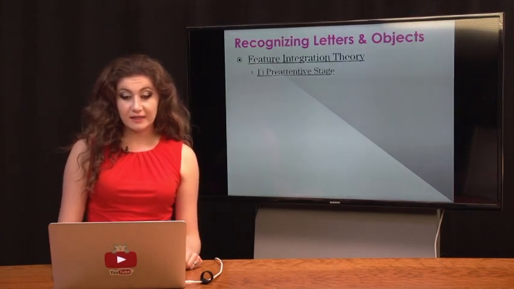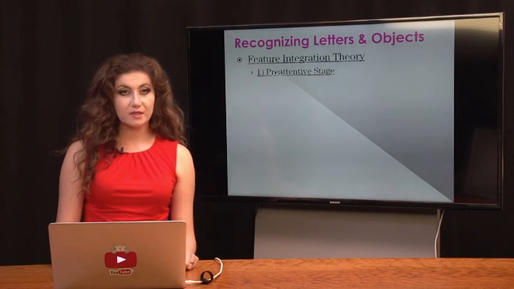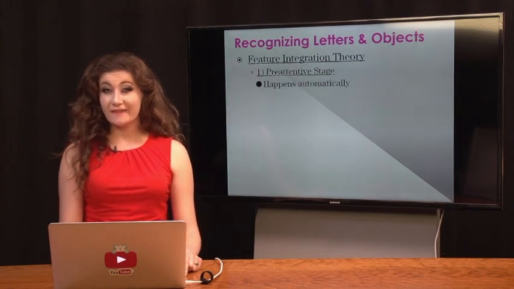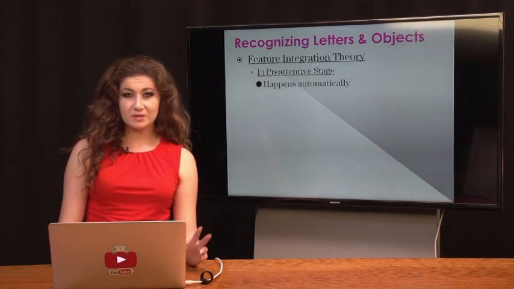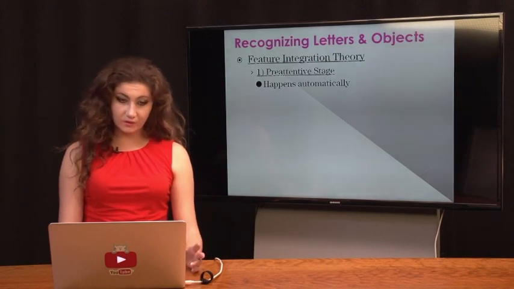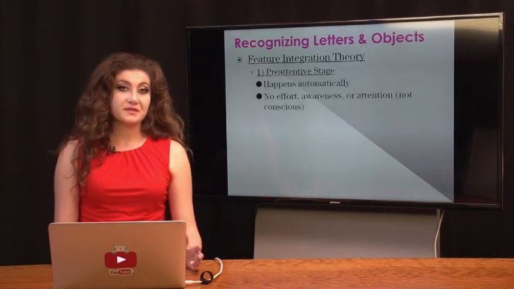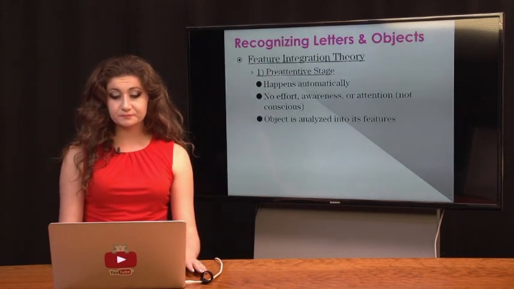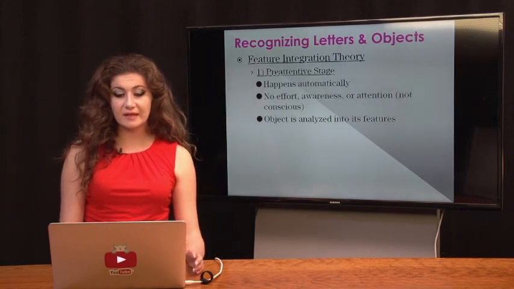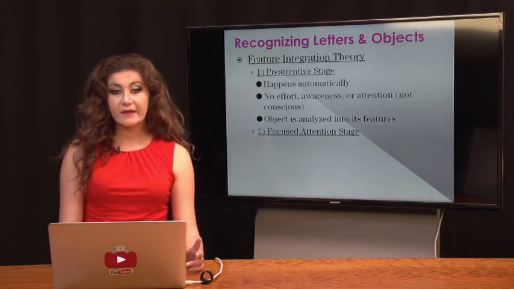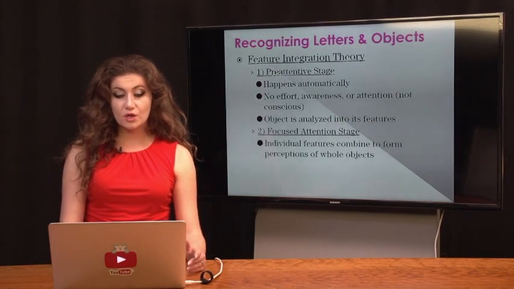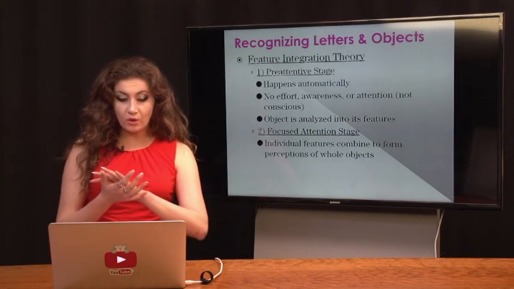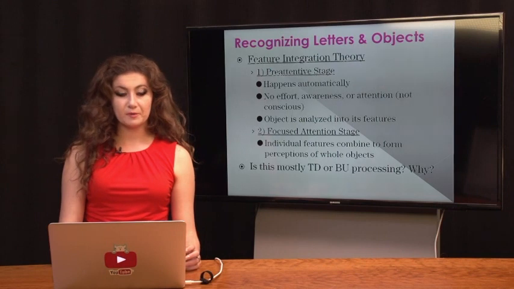Feature integration theory is also another interesting theory where it says that perception is broken up into different stages. The first stage is called the pre-attentive stage, and this happens fairly automatically. So sort of how we were talking about automatic processing, this doesn't require much effort. It also doesn't require much awareness or attention because you're not really conscious of the fact that you're perceiving something. But while you're perceiving it, you're actually analyzing an object into its features. The second stage is called the focused attention stage, where the person actually tries to combine these individual features into one whole to form a larger perception, to form a bigger picture.